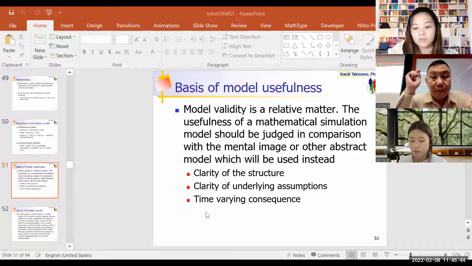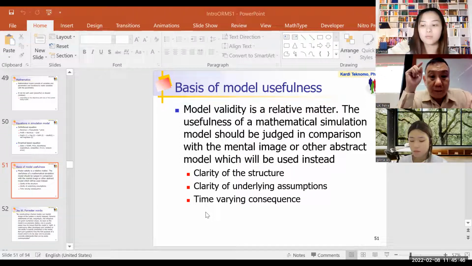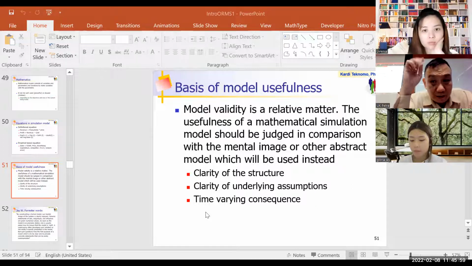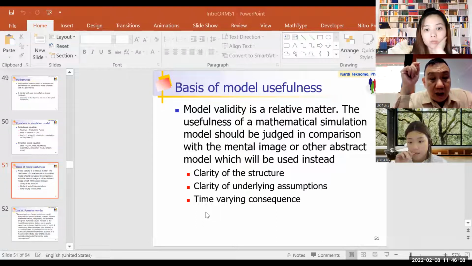Now this is important. When you create a model later, you need to judge your model based on usefulness. Yes, model validity matters, but the most important is the usefulness of the mathematical or the simulation model. How do you judge? You judge it based on comparison with a mental image or other abstract model.